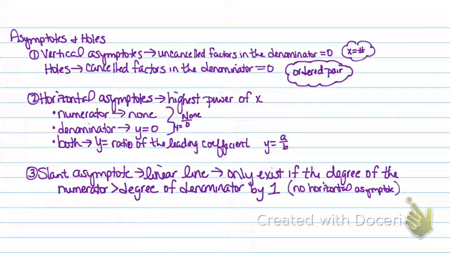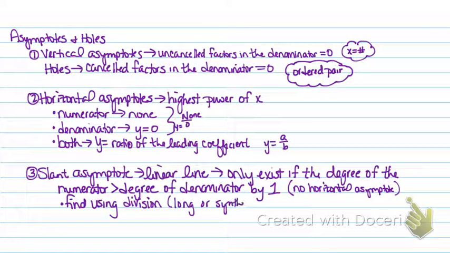And so we're going to find this using division. So depending on what we're dividing by, what the denominator is, you could use long or synthetic, okay? Remember, we can only use synthetic division when it's x and then plus or minus a number, okay, an integer. Otherwise, we have to use long division.